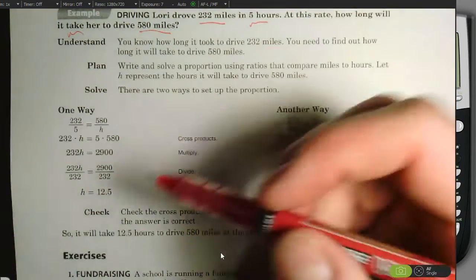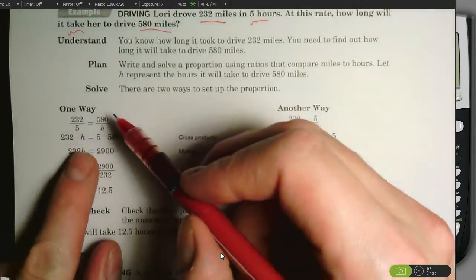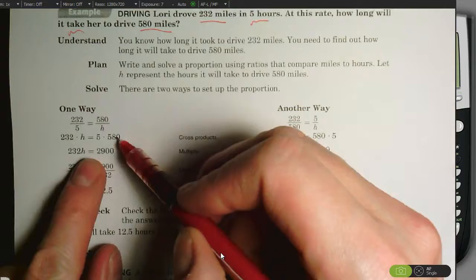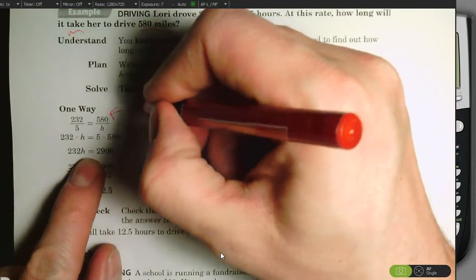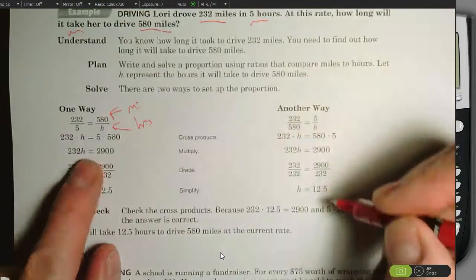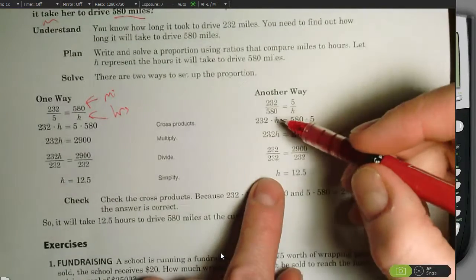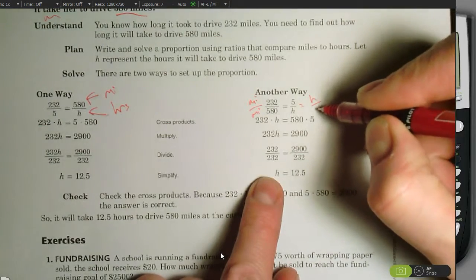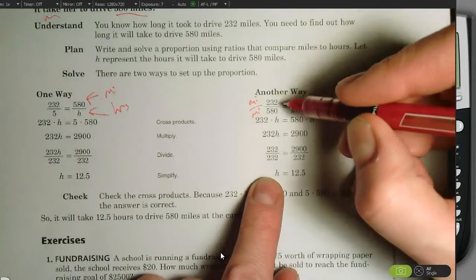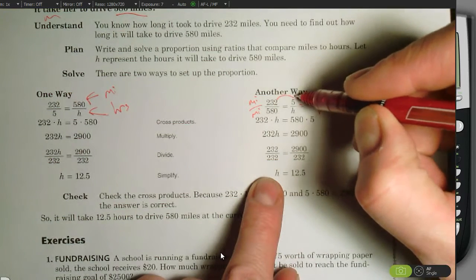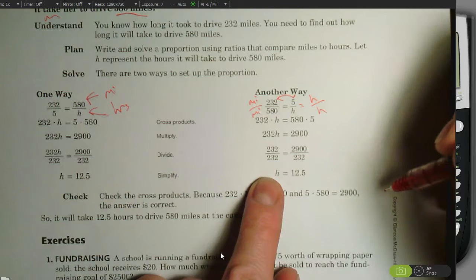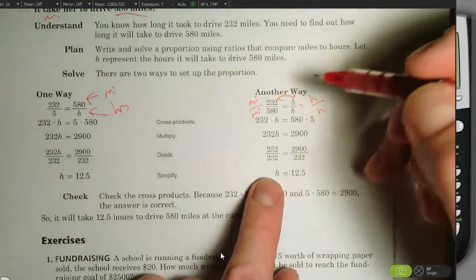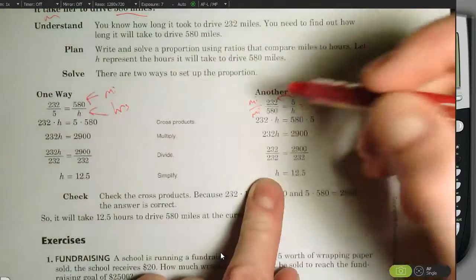And they can correspond in two different ways. I could put miles on top, which means I have to put miles on top over here. So 232 to 580, and then hours to hours on the bottom. So this is miles, and this is hours. Or, what the book decided to do in the second way, is put miles over miles equals hours over hours. That's okay as well, as long as if I put the 232 on top, I put its corresponding time on top as well. So 232 over some distance equals 5 over some time. It doesn't matter which way you set it up. The key is that the corresponding parts work together.